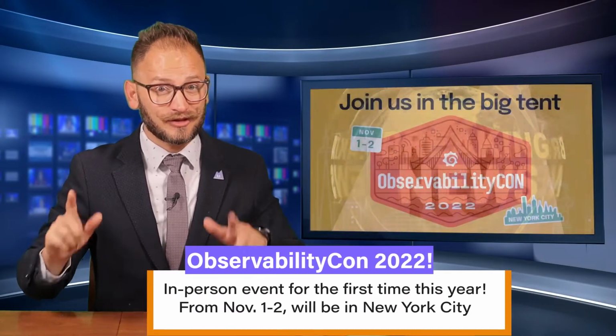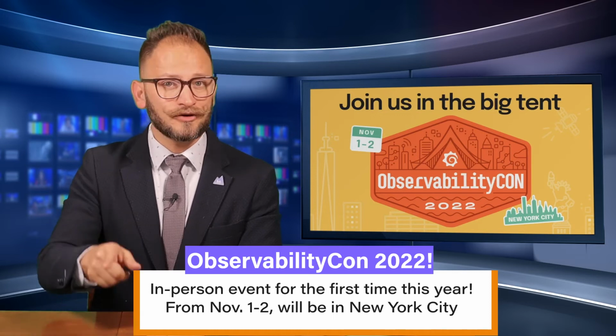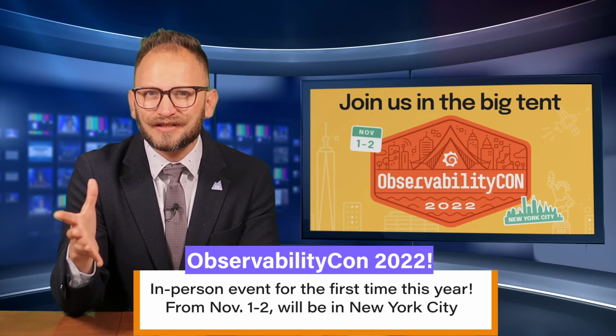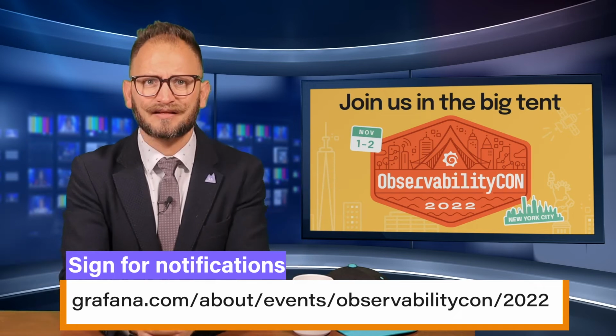Moving on and getting close to the show's end, we have some more announcements to make. First, Observabilitycon 2022 is officially happening. It will be an in-person event in New York City from November the 1st to the 2nd. You will have the opportunity there to attend workshops or sessions led by the experts and core maintainers of all of the Grafana ecosystem. But beware, seating is limited, so sign up to be notified when the registration opens and also to get a first look at the agenda.